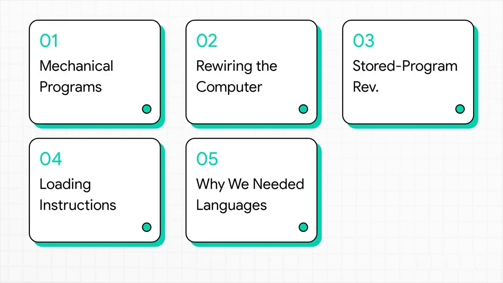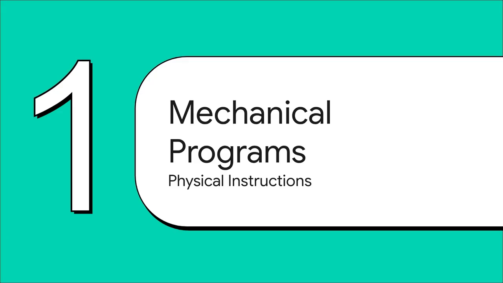Okay, so here's our game plan. First, we'll look at the very first mechanical programs. Then, let's call it the headache of rewiring early computers. After that, the massive breakthrough of the stored program. Then we'll tackle the challenge of actually getting those instructions into the machine. And finally, we'll see why we so desperately needed programming languages in the first place. Let's get started. Right, so our story doesn't begin with silicon chips.